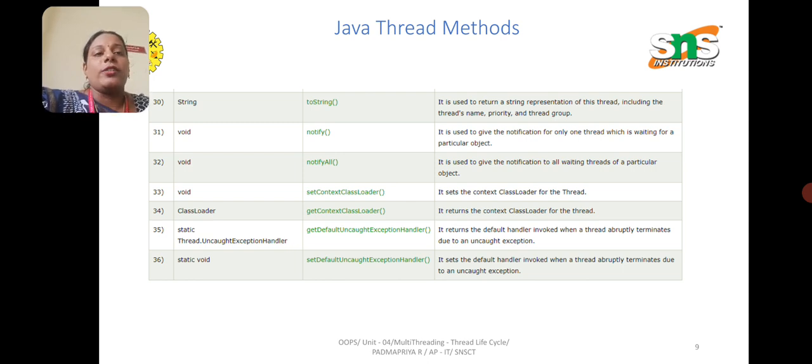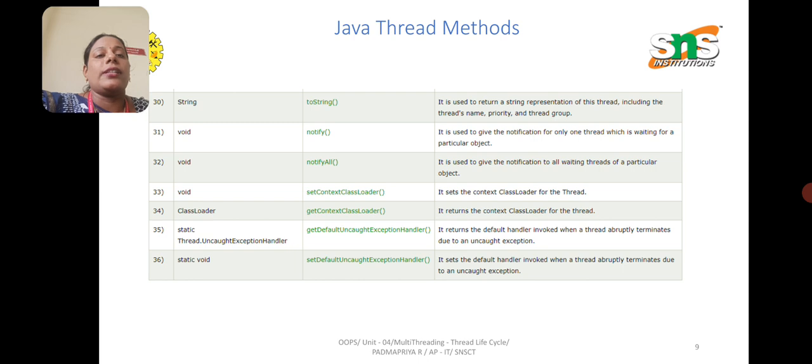Void notify. It is used to give the notification for only one thread which is waiting for a particular object. Void notifyAll. It is used to give the notification to all waiting threads of a particular object. Void setContextClassLoader. It sets the context class loader for the thread.